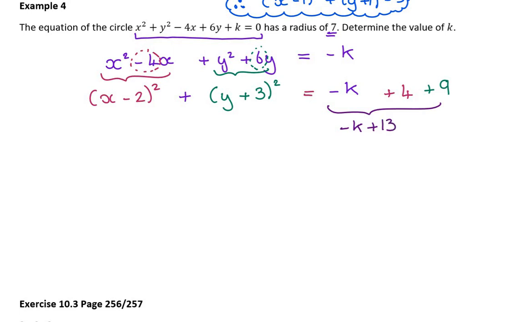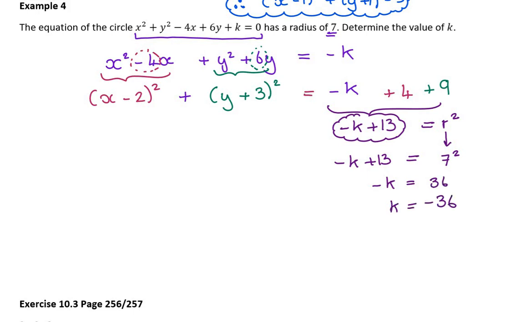Now, whatever's on this side, this mess over here, has to equal r squared. Now, I was told what r is. R is 7. So this mess is going to have to equal 7 squared. So therefore negative k plus 13 has to be equal to 7 squared, which is 49. So if I minus 13 on both sides, I get 36. And if I divide by negative 1, I get negative 36.